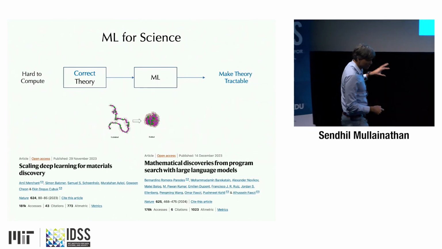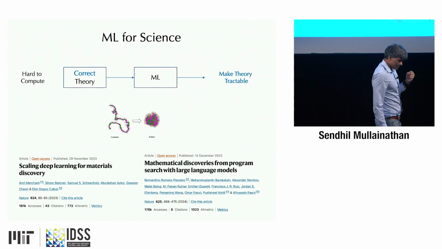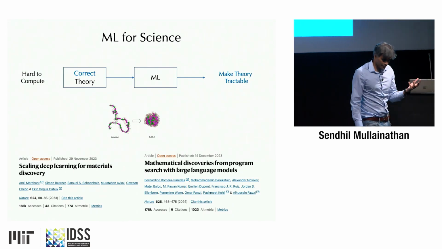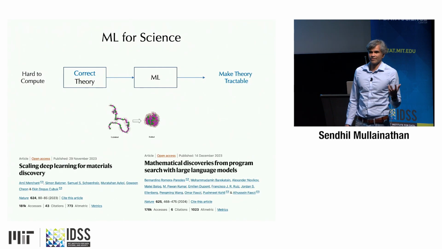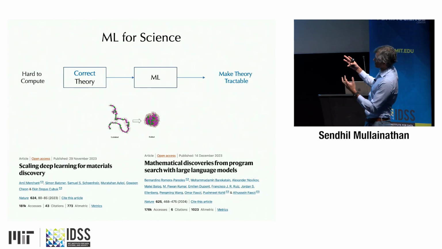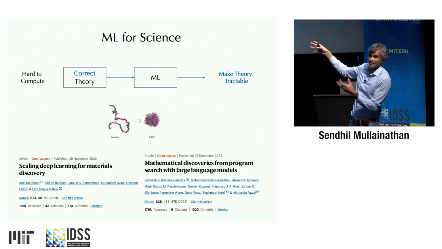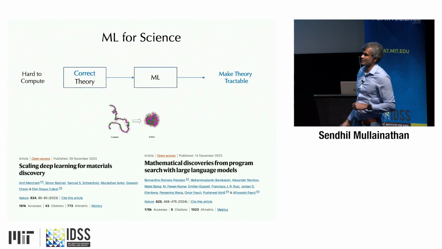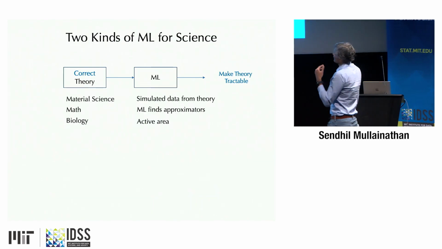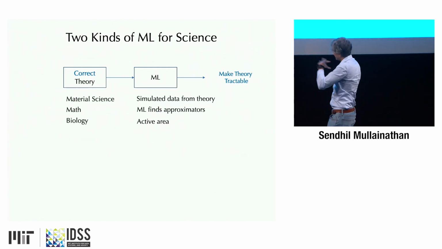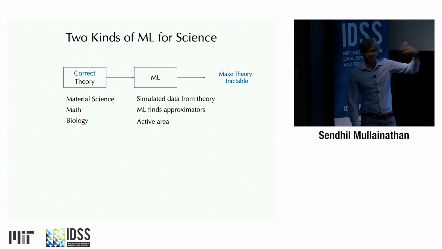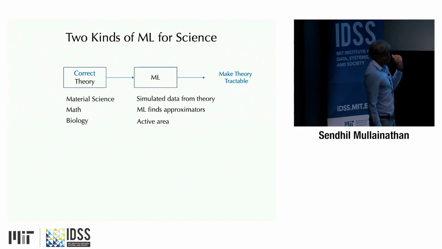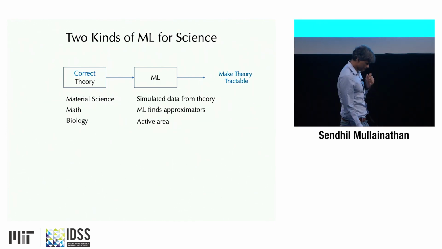So the way I view this part of ML for science is that it takes correct theories, correct enough theories, but that are very hard to implement, and finds tractable versions of them. And it's just shocking that despite all of our efforts to optimize and find approximations, ML algorithms appear to be able to find much better approximations, faster implemented, and so on. So that's one branch of ML for science. And I think things like material science, math, biology all fit this. They have advantages. They're able to use simulated data from theory because you've got the true theory. You can actually start simulating data to train it. And ML finds approximators. This is a pretty active area.